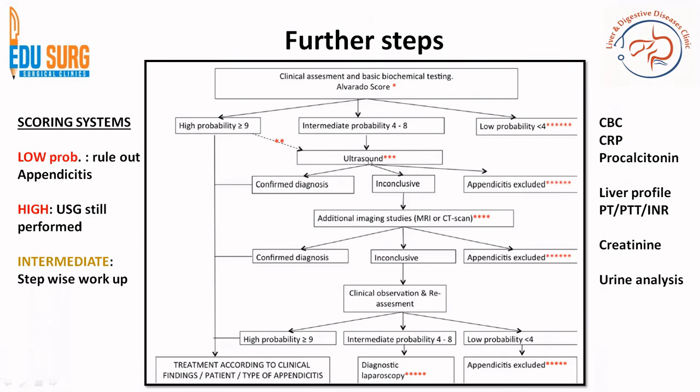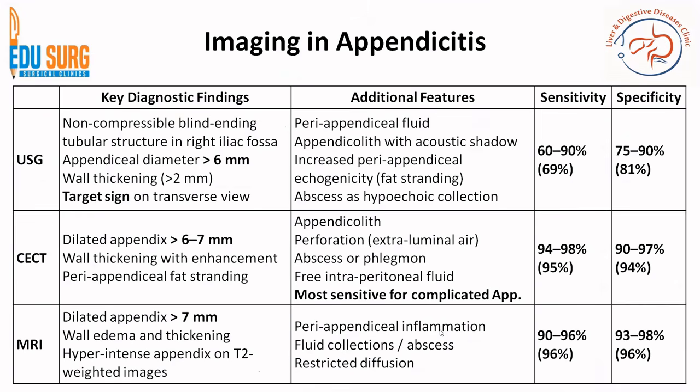Again, for ultrasound as well as CT or MRI, there will be three outcomes: high probability, inconclusive, and low probability. Low is where appendicitis is excluded in ultrasound, CT, or MRI. High is where you go in for surgical option or option as per appendicular lump management. And inconclusive is where you go towards the next step. So imaging in appendicitis is a stepwise workup.